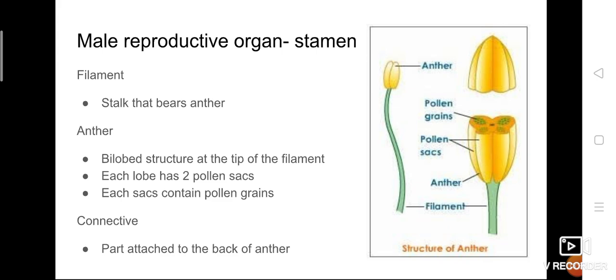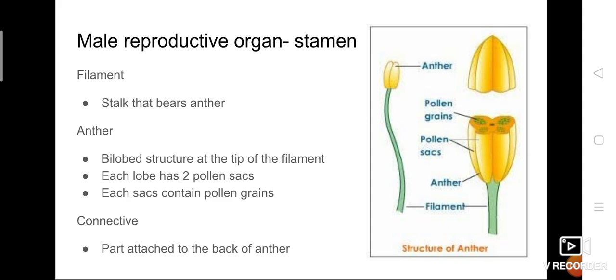Next one is connective. Connective is nothing but, as I told, anther is a bilobed structure. So both two lobes are connected by this connective. Two lobes are joined together with the help of this connective. So it is the part attached to the back of the anther. Back means what? The back portion. It is the front view. If you see the back view, here you can see the pollen grains are found, some dots were given. The remaining yellow parts are nothing but the connective.